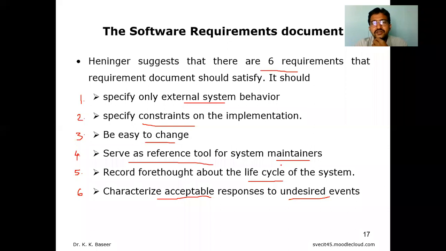Okay, so these are the six requirements that the document has to cover. Mainly these are the points. One, you have to specify the external system behavior and constraints; we have to give some changes; and references are also very important; and we have to record all the things which you require in the process of development of the project. The last one, for any undesirable events, your system has to give some responses.